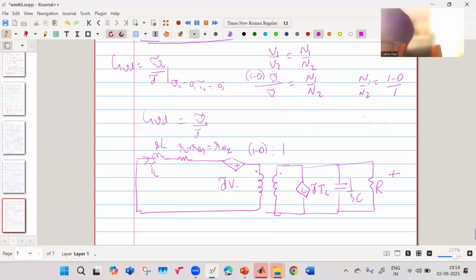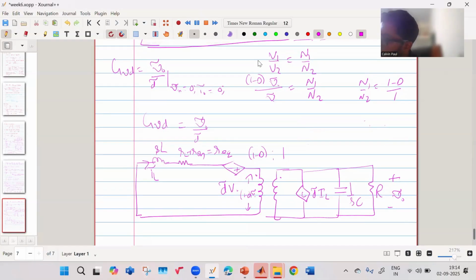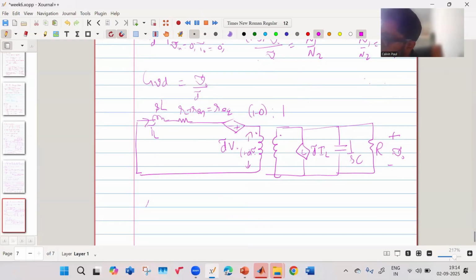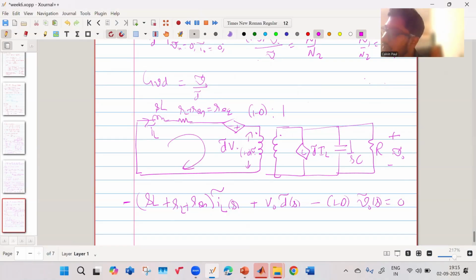So this is your V output perturb, right? And this is your 1 minus D into V output perturb. So we can write our SL plus RL plus R1 into this IL perturb, minus or plus V output into D perturb of S, minus 1 minus D into V output perturb of S. This is equal to 0.